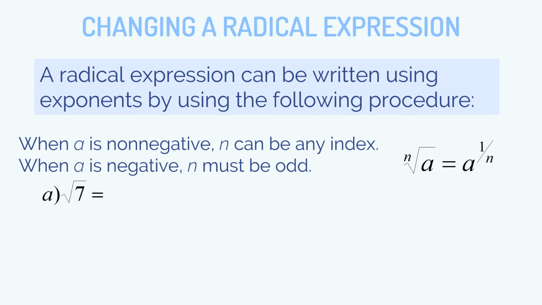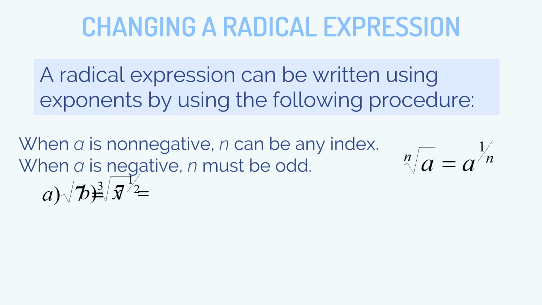What would be the square root of 7 as this expression with a radical in exponential form? It would be 7 raised to the 1 over the index. And what is the index? I don't see any number in the index. But when that happens, I know that the index is 2. So the square root of 7 would be equal to 7 to the 1/2.